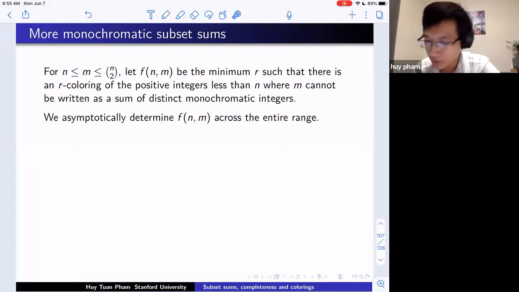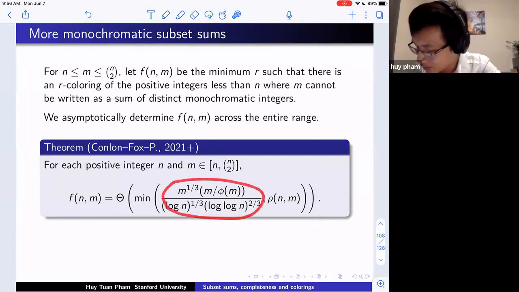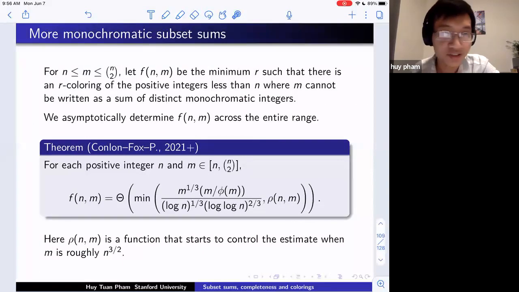We also asymptotically determine f of n and m up to an absolute constant across the entire range of m. This is how f of n and m grows. The first term here, as you can see, is very similar to the terms that appear in our bound for f of n. So when m is smaller than n to the 3/2, the behavior is similar to when m is equal to n. But when m is large, in particular when it's bigger than n to the 3/2, the answer changes to a different form, given by a different function rho of n and m that I will not define here. It's a new function that starts to control the estimate when m is roughly n to the 3/2 up to n squared.